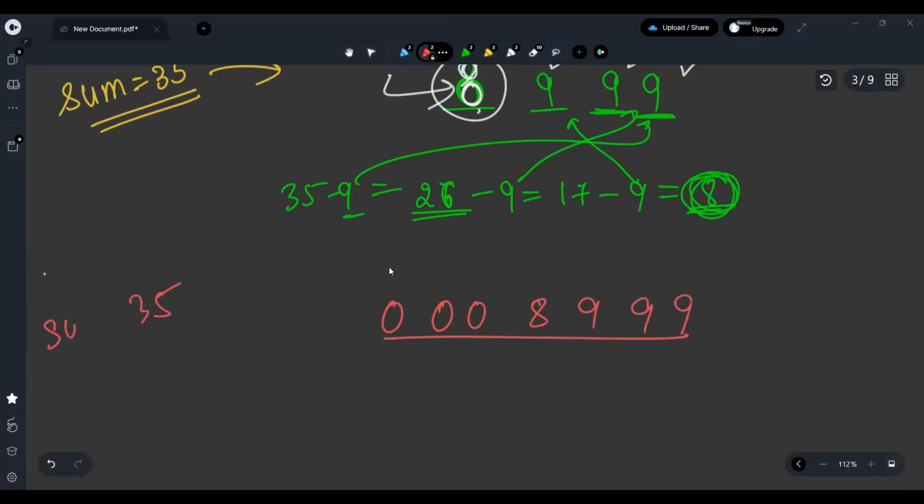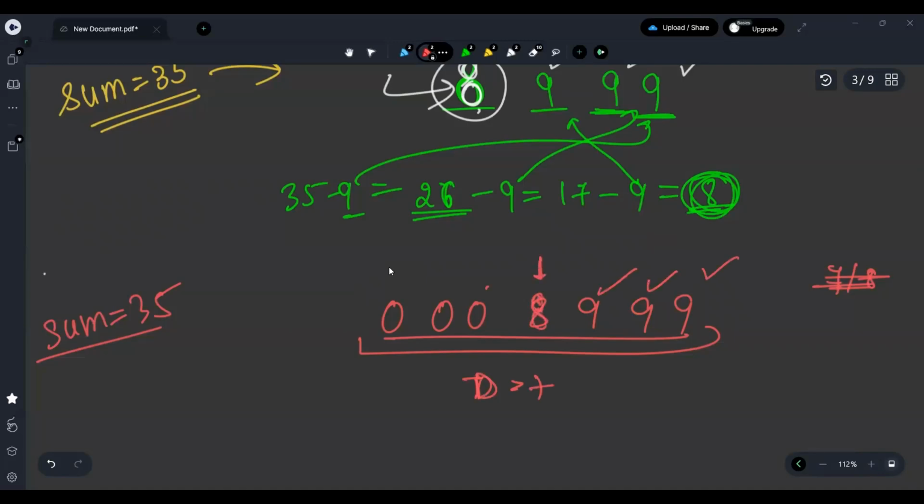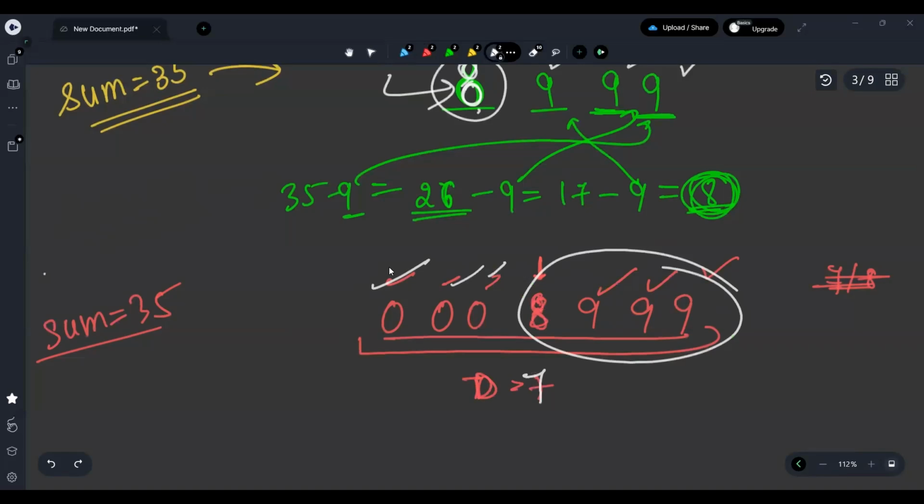Let's say the sum is 35 again, but we are given the number of digits as 7. We will keep 9, 9, 9, and whatever number is left, we will keep 8, 0, 0, 0. Now, that is only 4 digits, because the rest are 0, but we want 7 digits. For 7 digits, what can we do?